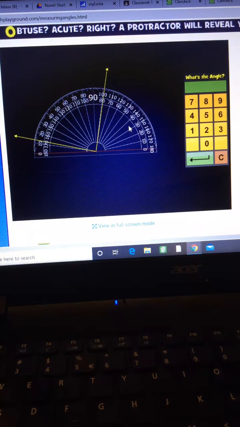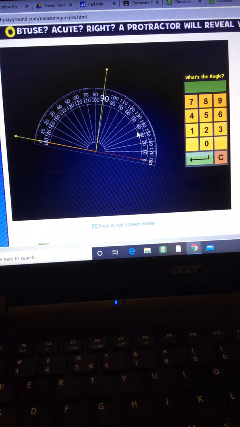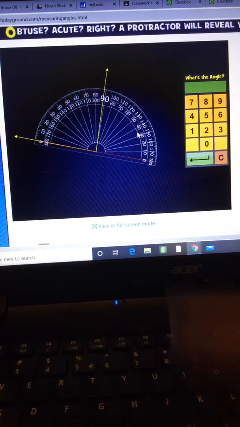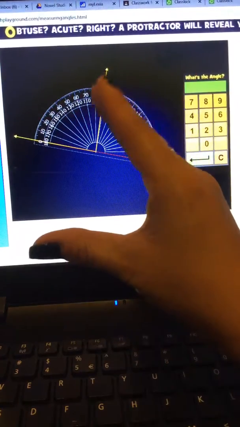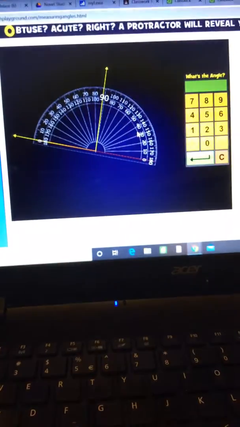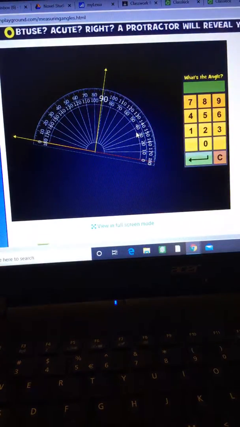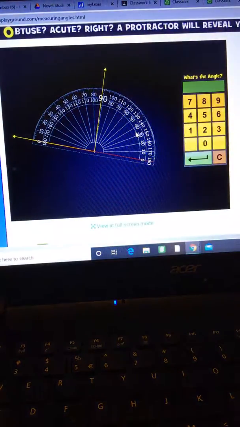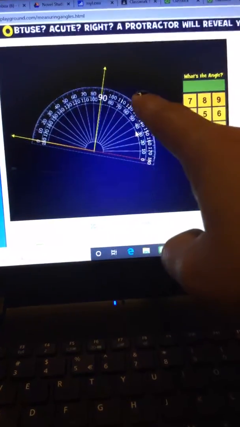Okay, let's do our next one. Our next one, let's line it up at the 0. Okay, this one's not as exact as the other one. It's pretty close though. But okay, so if your angle is smaller, it's acute, okay? If your angle is bigger, it is obtuse. I kind of talked about that in another lesson. So if your angle looking at it is smaller, then you need to choose the smaller numbers. If it is a wider one, then you need to choose the bigger numbers.